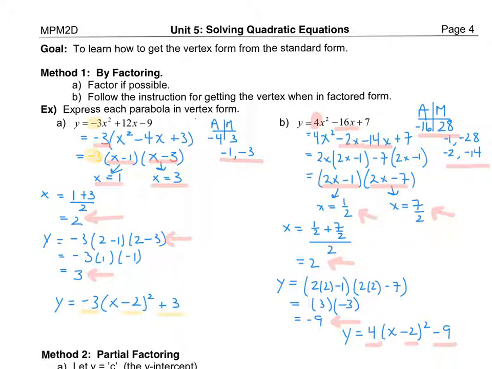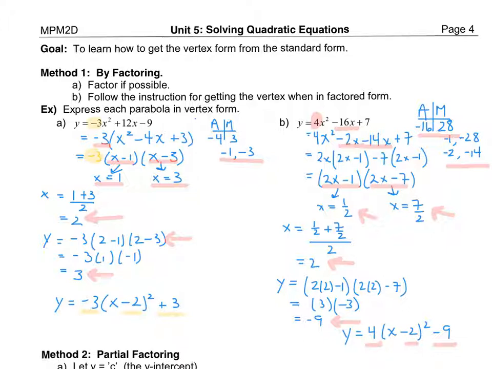Now I'm going to show you another method where you can get the vertex. It's kind of based on factoring, but it's really based on our symmetry. It's not getting the x-intercepts. What it's doing is finding two other points that are along the same y value, like the x-intercepts are on the same y value when y is 0, and then uses symmetry based on those two points to come up with the x-coordinate of the vertex.